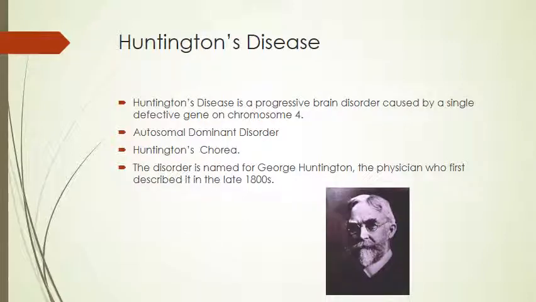Huntington's disease. Huntington's disease is a progressive brain disorder caused by a single defective gene on chromosome 4. It is an autosomal dominant disorder. It is also known as Huntington's chorea, and it is named for George Huntington, the physician who first described it in the late 1800s.